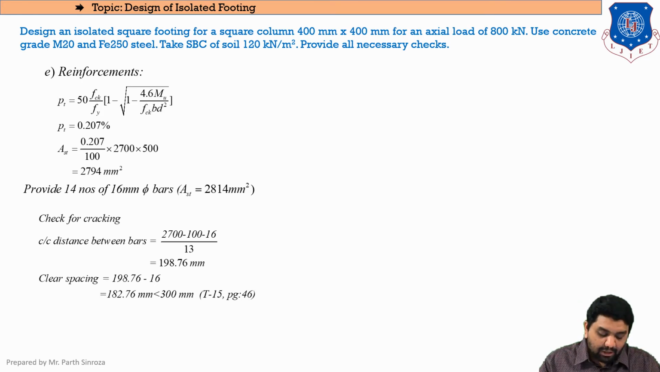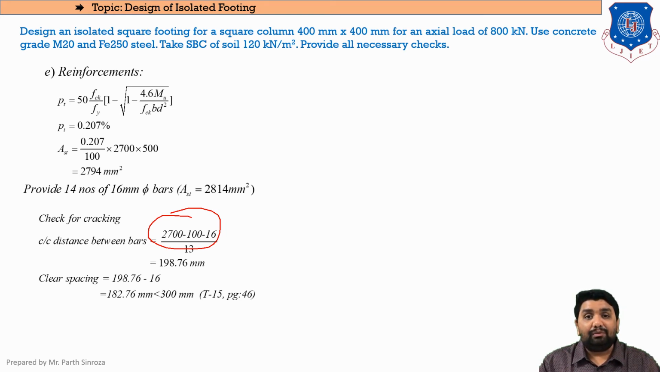So to check for cracking, we will always be finding the center to center distance between the end bars. So as you can see that a total of 14 bars are there, so there will be 13 spacings in between them. So this will be our effective length ratio. So this can be obtained from the value, that is 2700 or 2.7 meter was the width of the section, and we need to provide these 14 bars equally across the width. So 2700 minus 100. Minus 100 is for the clear cover on both sides.